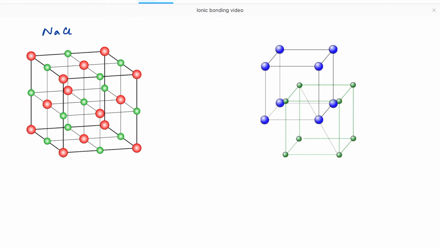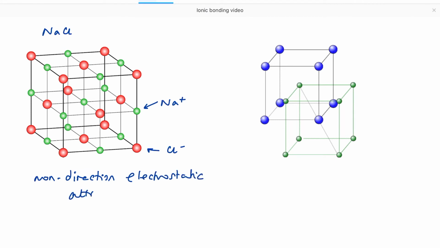We need to be very clear that the attraction between the sodium ions and the chloride ions, okay, let's go back to what I've just said. The sodium ions are going to be the smaller ones, and the chloride ions are going to be the bigger ones in this case. The attraction is between the sodium ion and all the surrounding chloride ions, between a chloride ion and all the surrounding sodium ions. It's essentially a non-directional electrostatic attraction. This is where I wish writing would just appear on my screen, but I'm not that technically able.